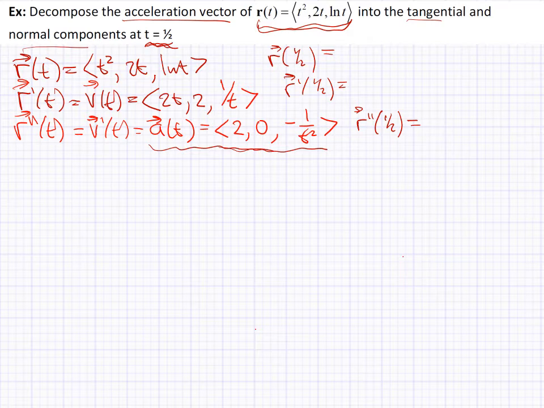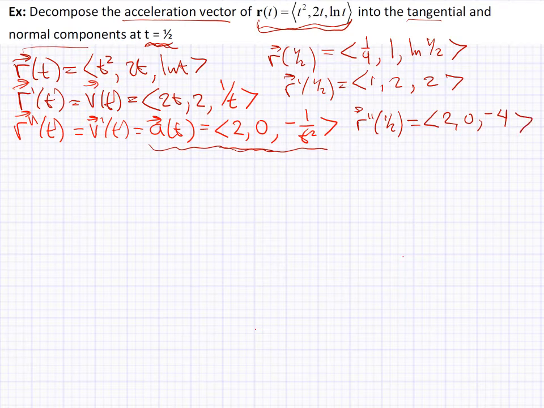So in the first one, we're going to get the vector 1/4, 1, and log of a half. In this case, we're going to get 1, 2, and 2. And in the last case, for the second derivative at a half, we're going to get 2, 0, and negative 4.